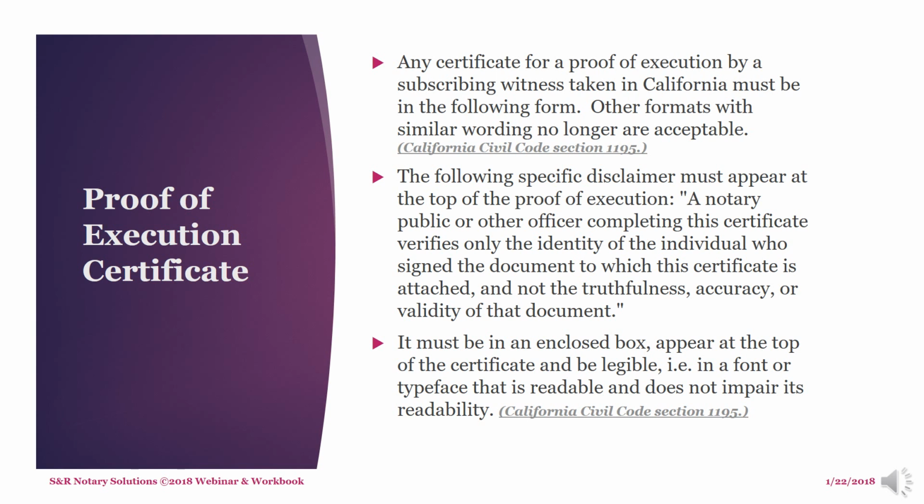Any certificate for a proof of execution by a subscribing witness taken in California must be in the following form. Other formats with similar wording no longer are acceptable. The following specific disclaimer must appear at the top of the proof of execution. A notary public or other officer completing the certificate verifies only the identity of the individual who signed the document to which this certificate is attached, and not the truthfulness, accuracy, or validity of that document.